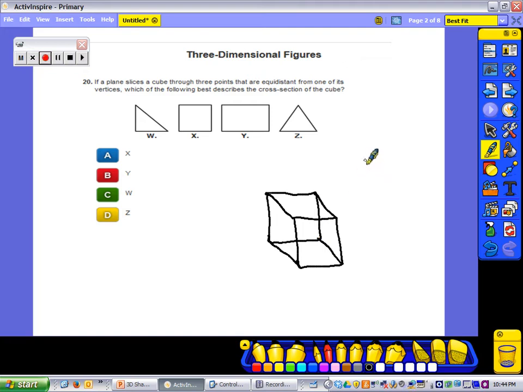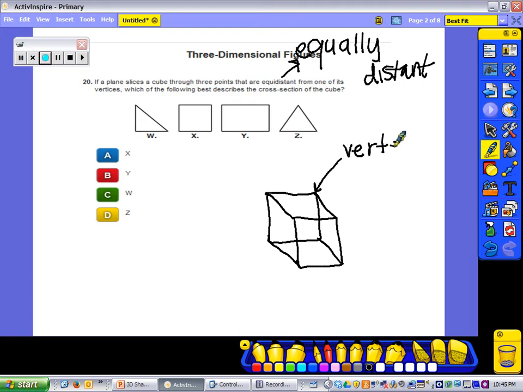Okay, it slices a cube through 3 points that are equidistant. That means that they are equally far from each other, equally distant from each other, from one of its vertices. You've got to know what a vertex is. This is an example of a vertex, and vertices is just the plural. And it says, which of the following best describes the cross-section of the cube?